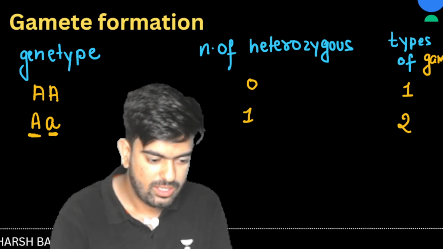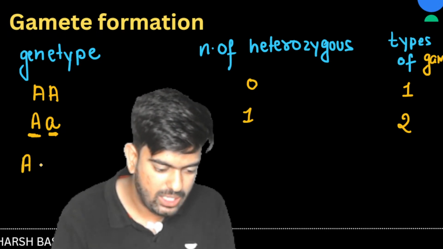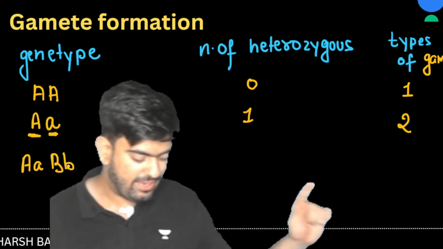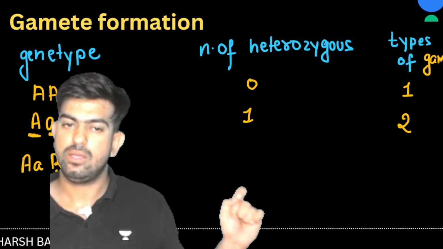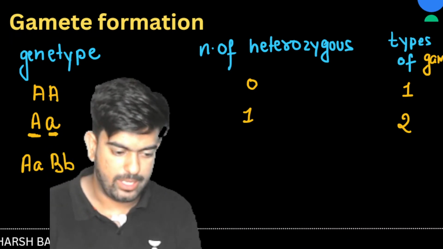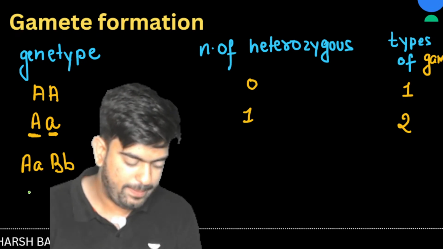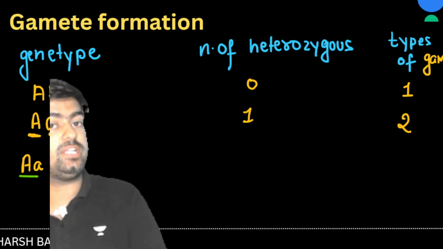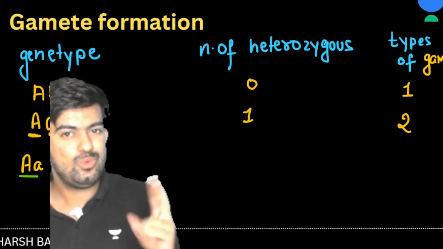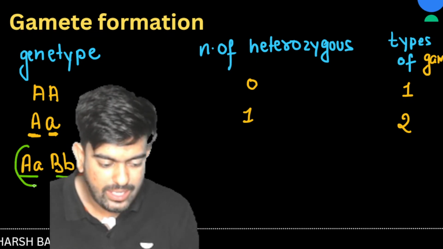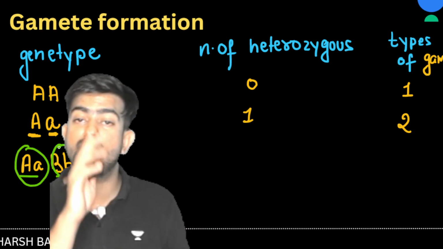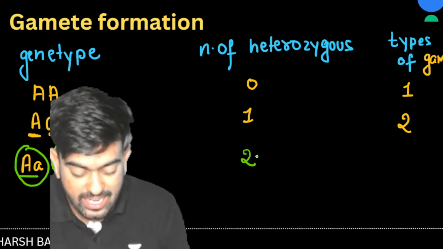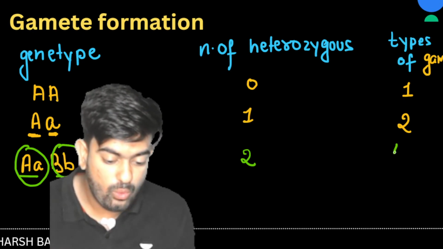Now let's make this a little more hard. Let's have capital A, small a, capital B, small b. Okay, sir. Done. In this, how many heterozygous pairs are present? Is it one? Is it two? See, this is one heterozygous pair and this is one heterozygous pair. So in total we have two heterozygous pairs. How many types of gametes are we going to get? We are going to get four types of gametes.